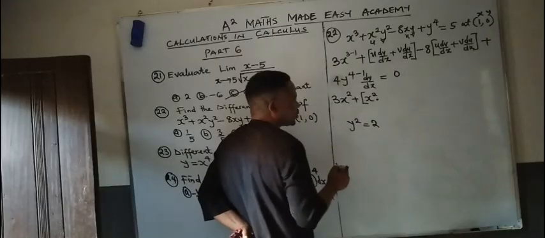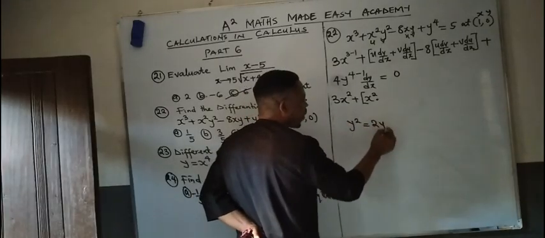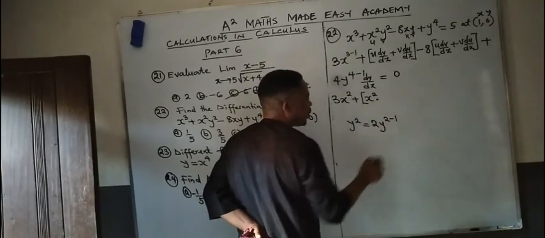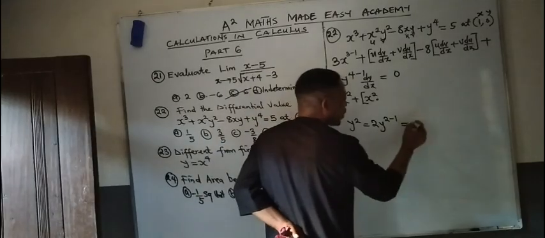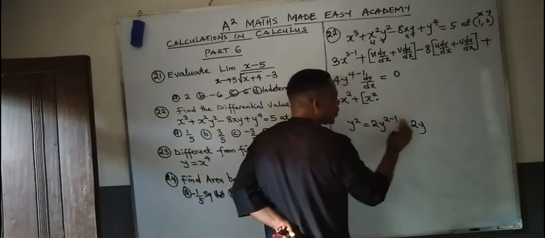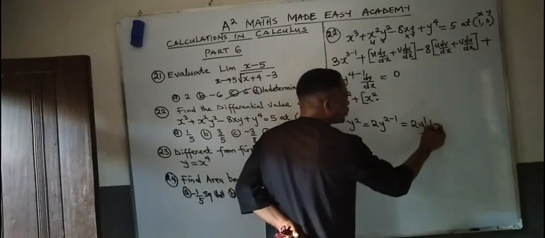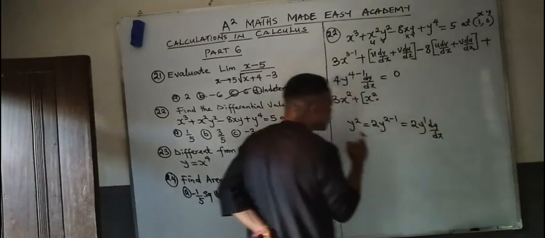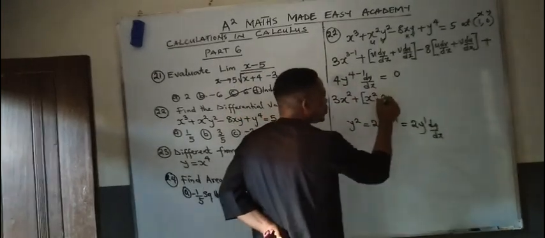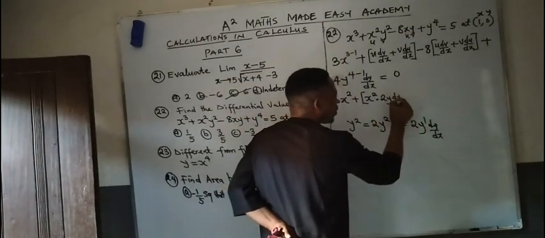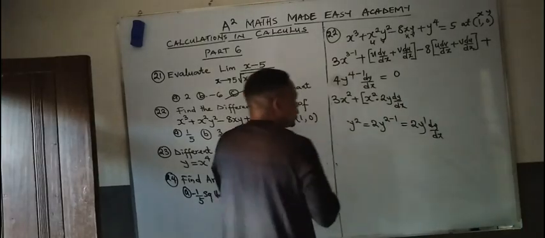What's the power? 2. Then repeat the question, which is y raised to the power of 2 minus 1. At the end, we are going to have 2y. 2 minus 1 will give you 1. Remember to put dy dx. So which means y squared, what is the answer? 2y, then dy all over what? Dx. Are you with me?